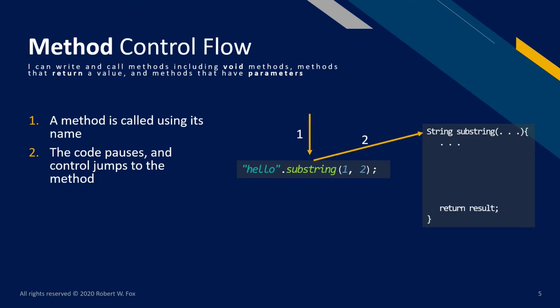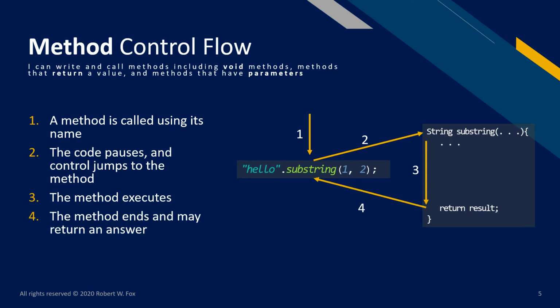And the reason it does that is that our code can't continue until we've figured out, in this case, what the substring is. So we call the method, control jumps to the method, it executes, and then when the method's done, control returns back to our code, possibly returning a value, possibly not, and then the code resumes. And so this illustrates the basic flow of control that we see when we call and execute a method.